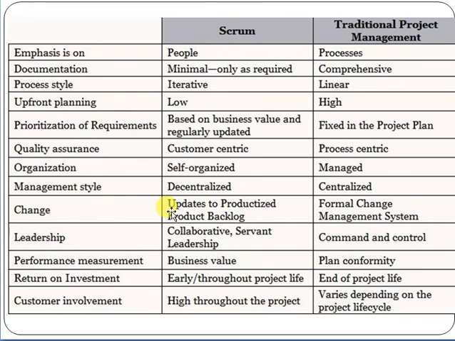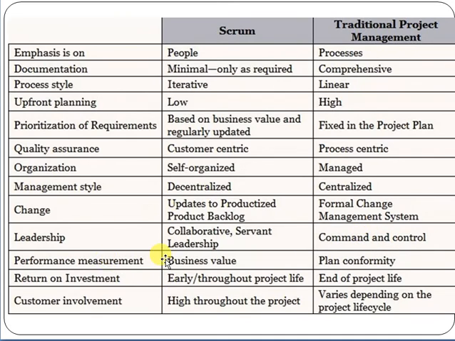Change management: updates to the product backlog versus formal change management. See, friend, in Scrum, whenever there is a change, there will be a change in the product backlog. Product backlog is a document which contains all the requirements. However, in the traditional waterfall approach, we have a formal change management system. Leadership style is collaborative and servant leader, and the waterfall has command and control. Again, the bossy style is there.